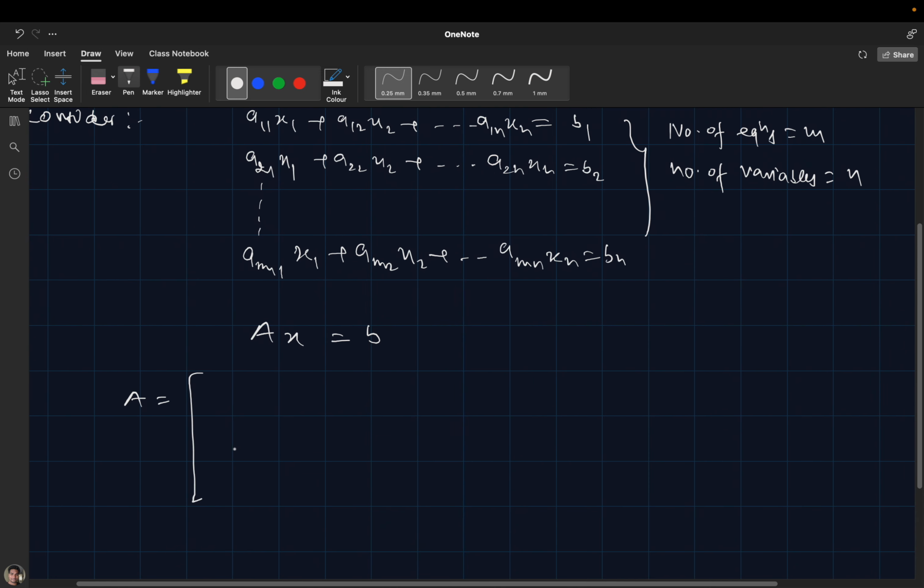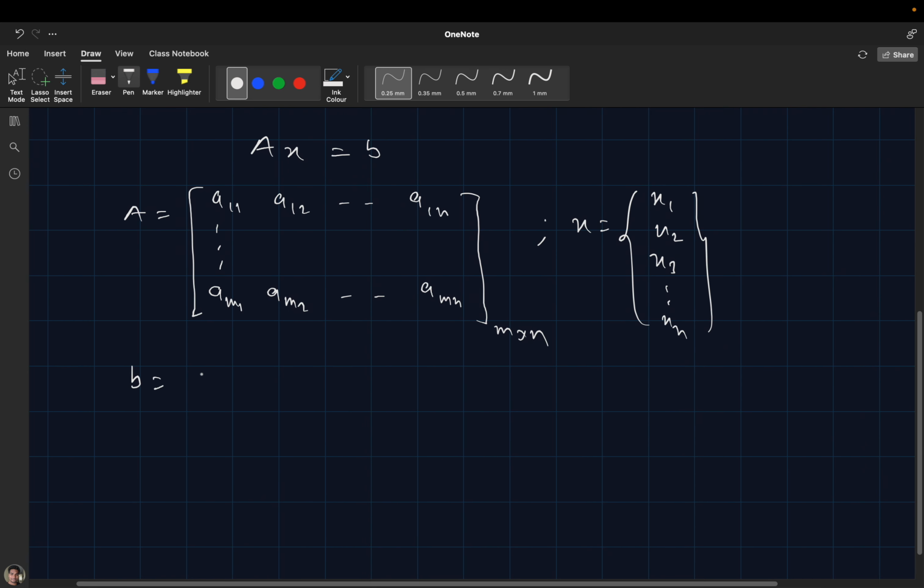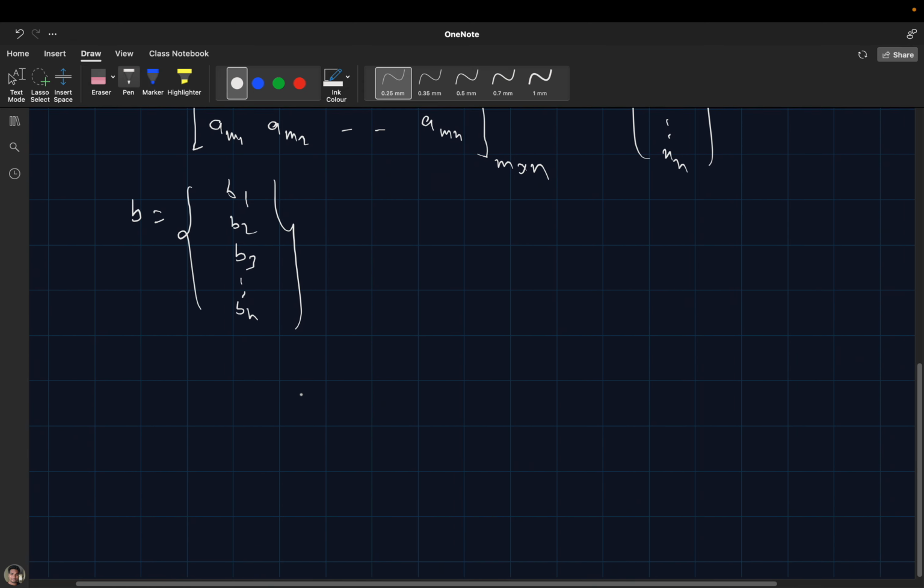And in the matrix form you can write Ax equal to b, where A is the matrix a11 a12 dot dot a1n, similarly am1 am2 dot dot amn. This matrix has the dimension m by n. The variable x has the form x1 x2 x3 xn, and b equal to b1 b2 b3 bm. So this is called a system of equations.